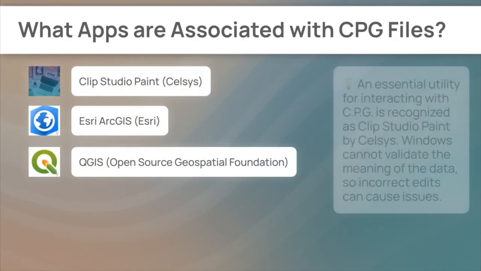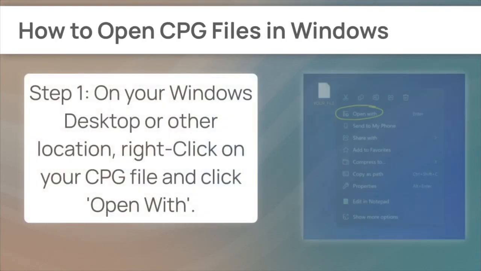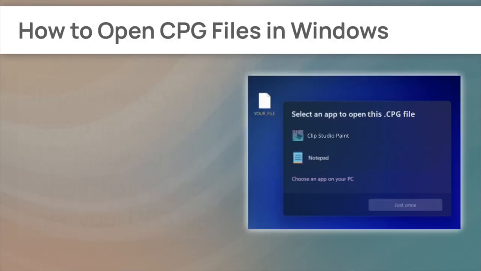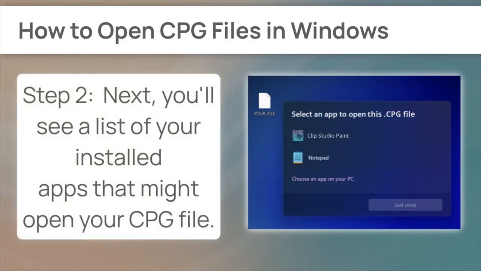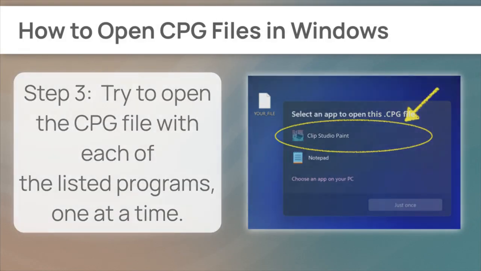Windows displays only generic icons, indicating a need for specialized software. Windows displays the file plainly, but tools or documentation are needed to understand each parameter. To guarantee the file opens, right-click your CPG file and select Open With. Check for Clip Studio Paint first. If it is absent, select another program. A systematic check of installed tools is vital.